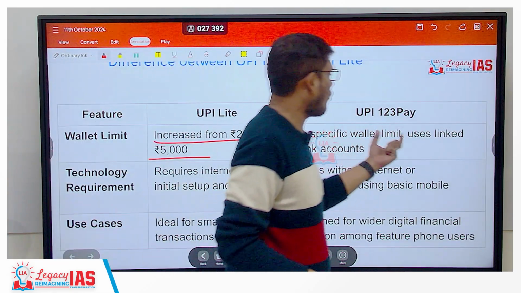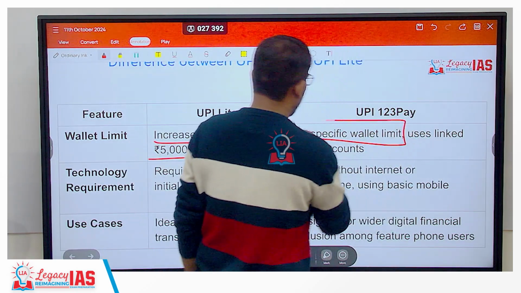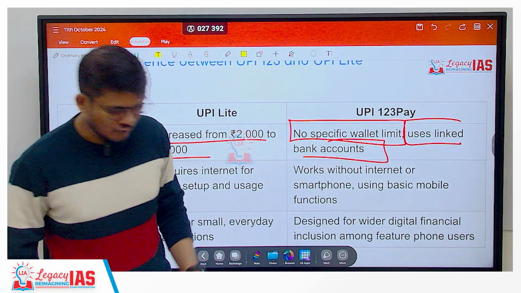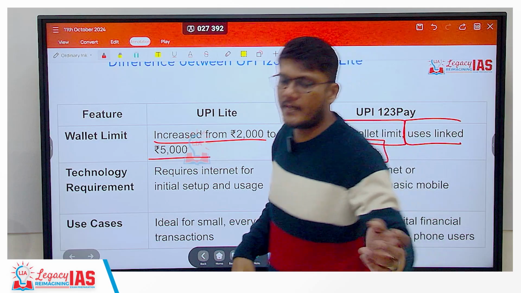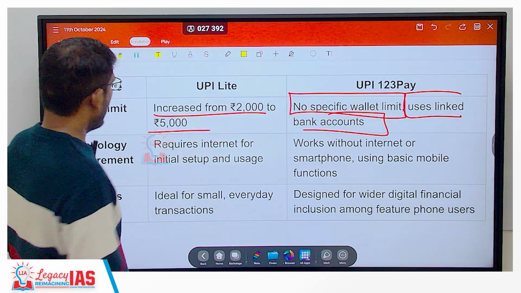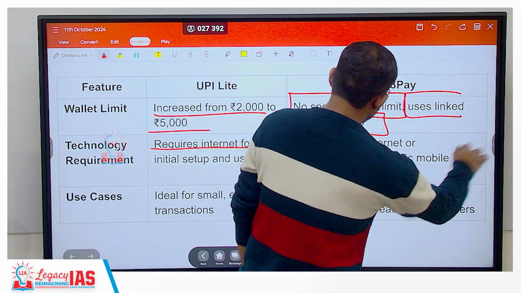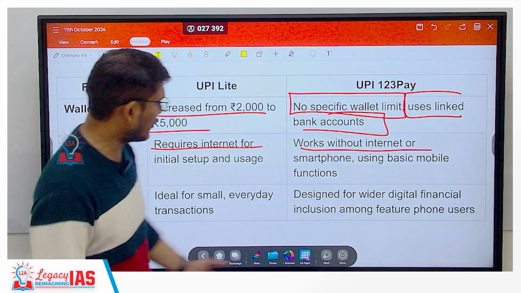For UPI 123, no specific wallet limit. Why? Here there is no specific wallet limit. It is very important. Why? Because it uses a linked bank account. So there is no wallet wherein you store money. It directly takes money from your bank account and directly transfers money to your bank account. There is no wallet system over here. UPI Lite requires internet for initial setup and usage. UPI 123 works without the internet or smartphone, using basic mobile phone functions.